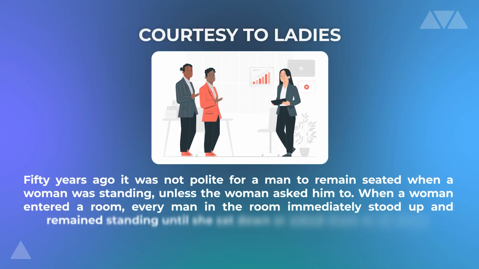51 years ago, or even more than that, it was not polite for a man to remain seated when a woman was standing, unless the woman asked him to. When a woman entered a room, every man in the room immediately stood up and remained standing until she sat down or asked them to sit down.